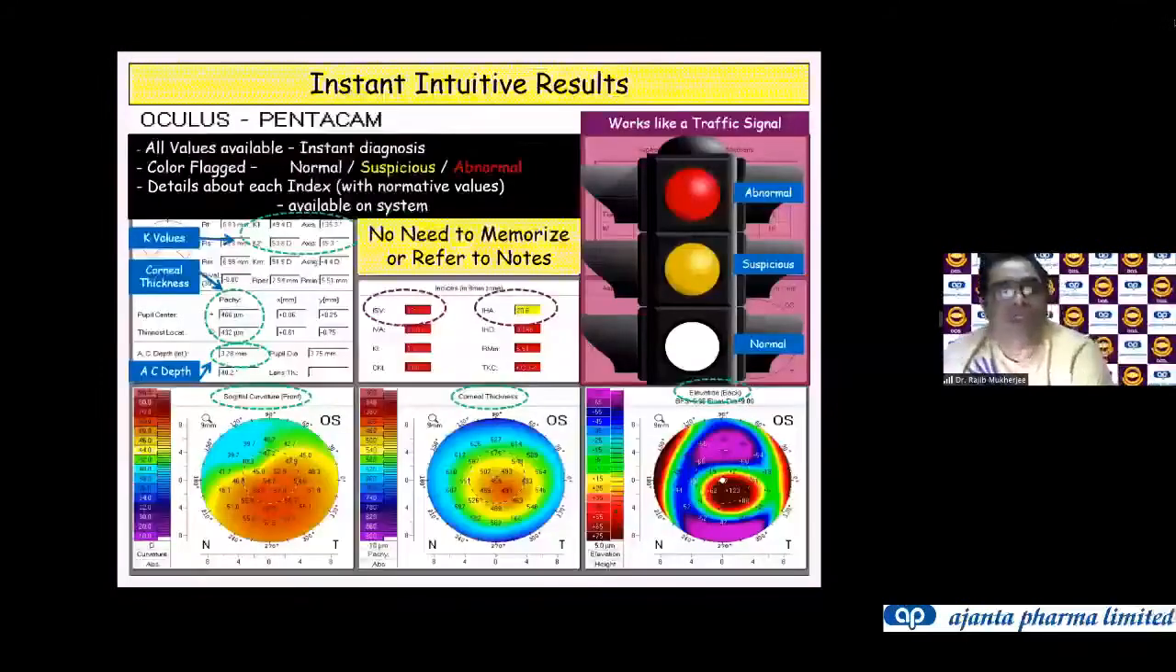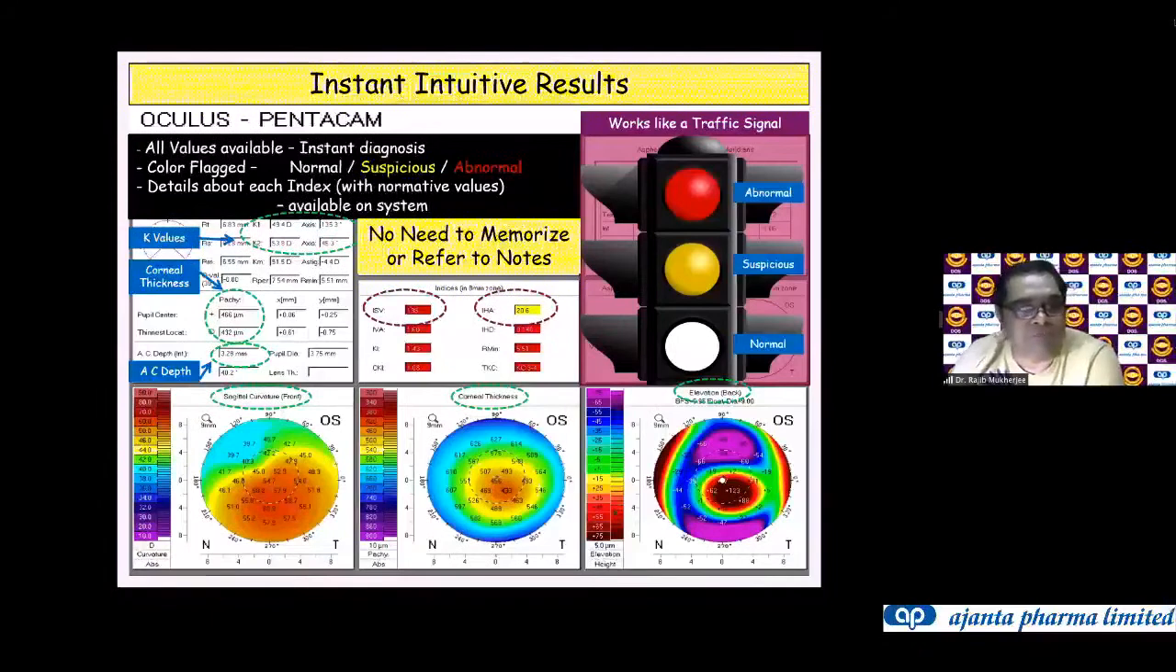So we use devices like the Pentacam, Galilei, or a couple of other devices which use Scheimpflug technology. What I'm going to talk about is the Pentacam. This is a general refractive map. The best part about the Pentacam is there is no need to memorize or refer to any notes, no need to remember values. It's essentially absolutely intuitive.